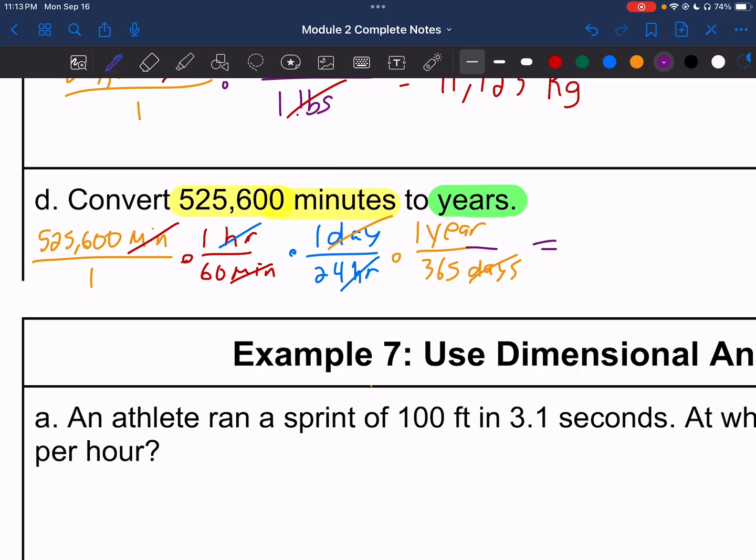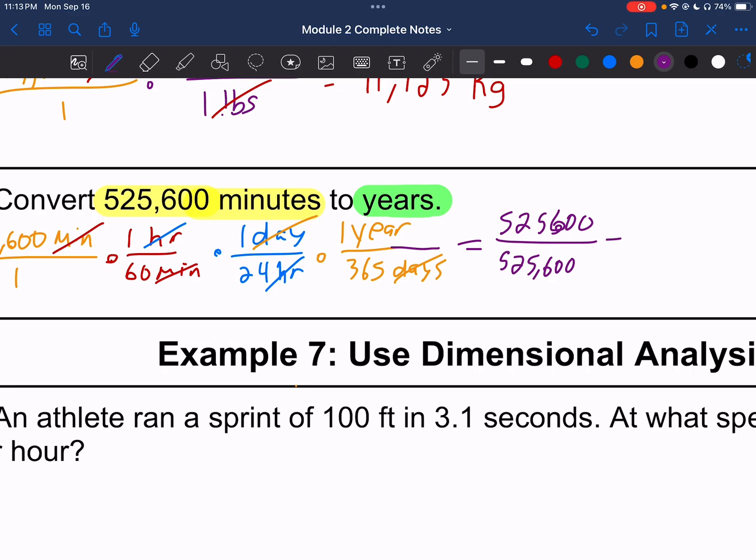So we're going to multiply straight across the numerator. 525,600 times 1 times 1 times 1. So that's just going to stay 525,600. And we are going to divide that by 1 times 60 times 24 times 365. That is going to give us 525,600. And 525,600 divided by 525,600 is 1 year. Year is the only unit that remains.